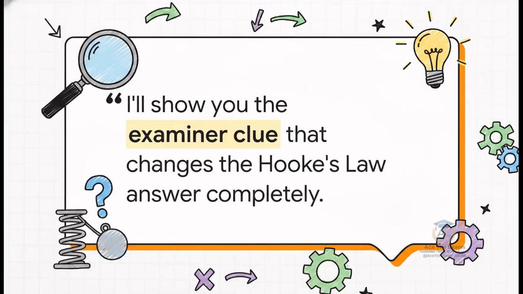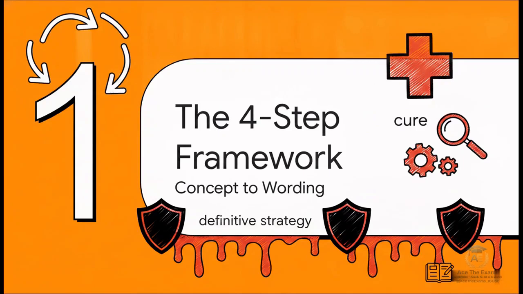And listen closely to this, because in a moment, I'll show you the examiner clue that changes the Hooke's law answer completely. But first, you really need the framework that makes that clue absolutely obvious, because if you miss this framework, you're definitely going to miss the marks. Let's jump into Section 1, the four-step framework, concept to examiner wording. This is your definitive strategy to stop bleeding those precious method marks.